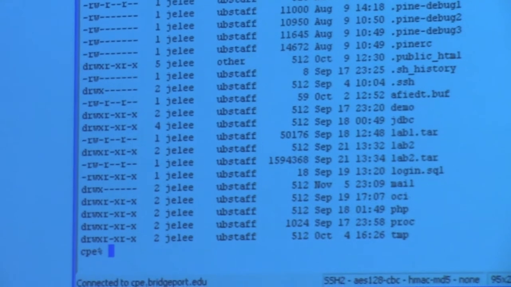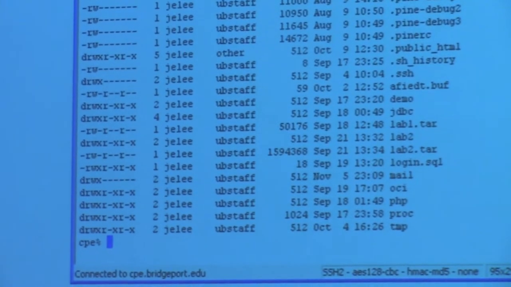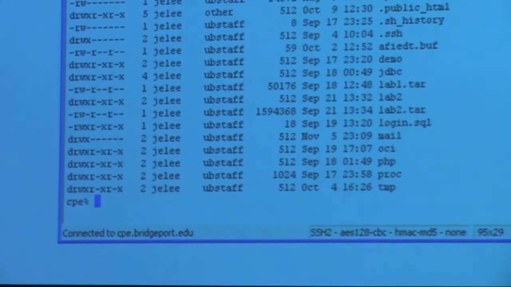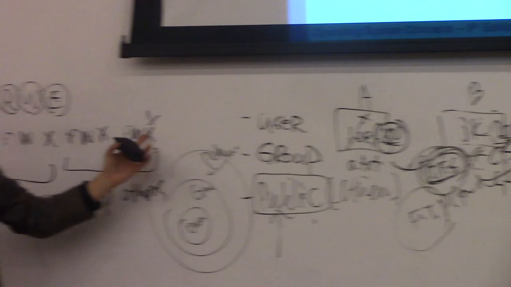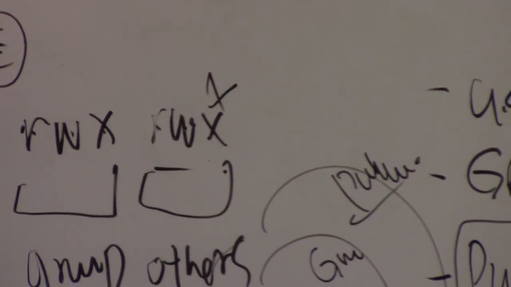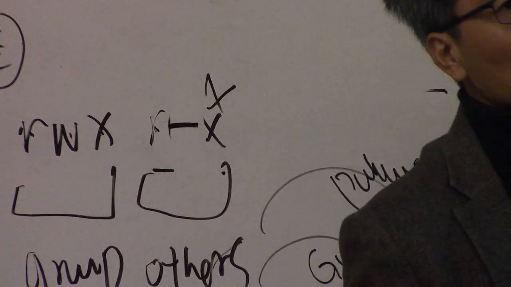And others, even though you are not in this group, you are not the owner of this one, if others have this permission, you will get this permission: rwx, read, write, execute. What if you don't want to give the write permission to the others? Then you can take out the write permission. So dash, hyphen, means no permission in this case.